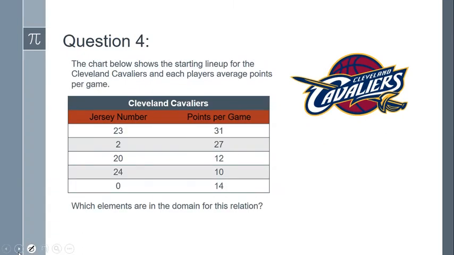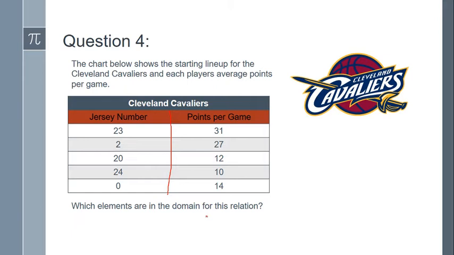All right, so question 4. The chart below shows the starting lineup for the Cleveland Cavaliers and each player's average points per game. Which elements are in the domain for this relation? This is actually an easier question than you might think. Super easy. The domain, like I said in slide 1, is just the set of all the x values, the inputs. It's the set of all possible inputs.